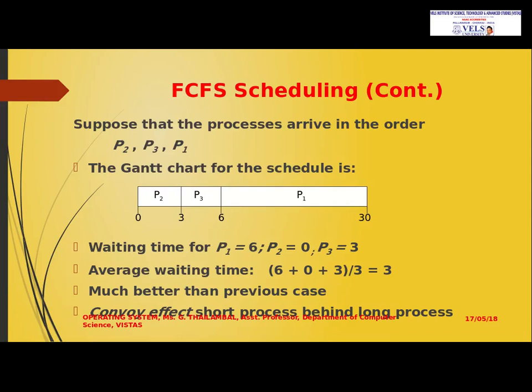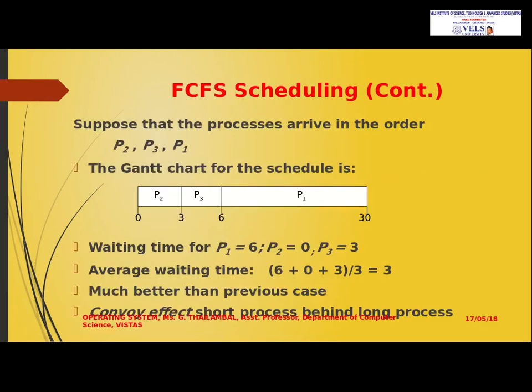decreased. P2 started at the 0th millisecond, so P2 is 0. P1 waits for 6 milliseconds, so P1 is 6. P3 waits for 3 milliseconds to get executed, so P3 is 3. So you add all three, which is 9, and the total number of processes is 3, so you get 3 milliseconds. So if the OS is using FCFS as the scheduling algorithm, depending on the order of arrival of processes, the waiting time gets decreased.